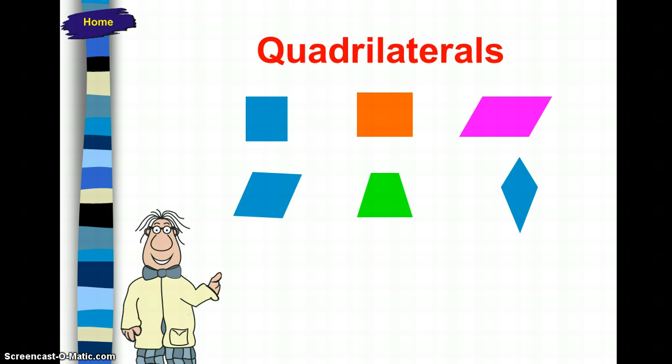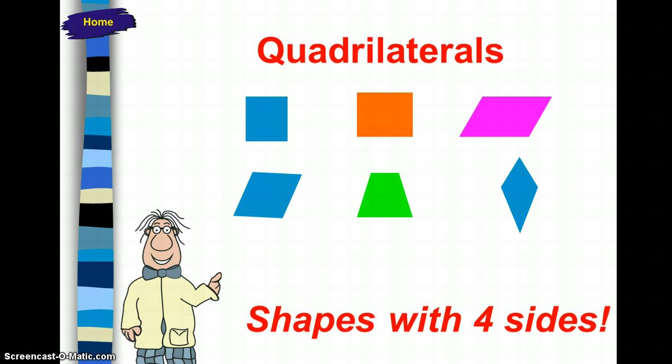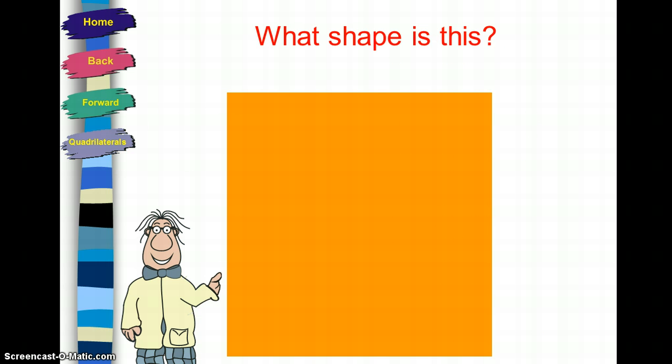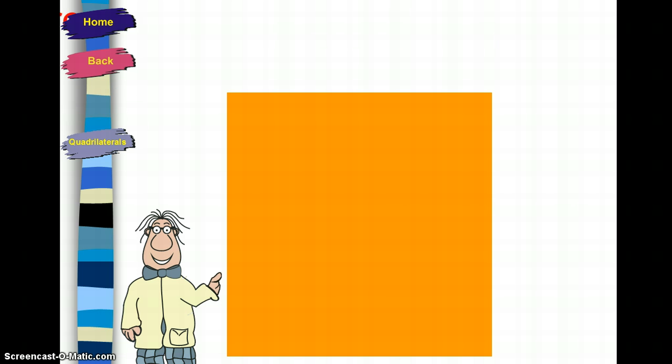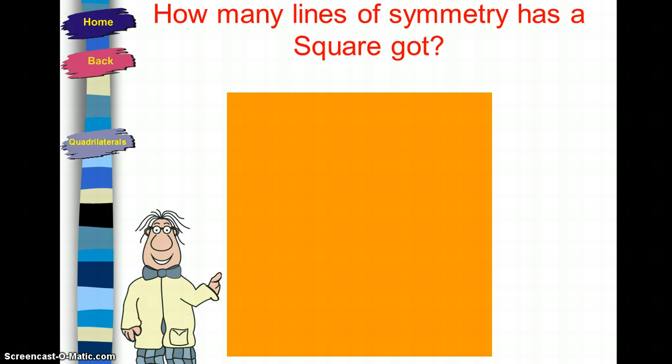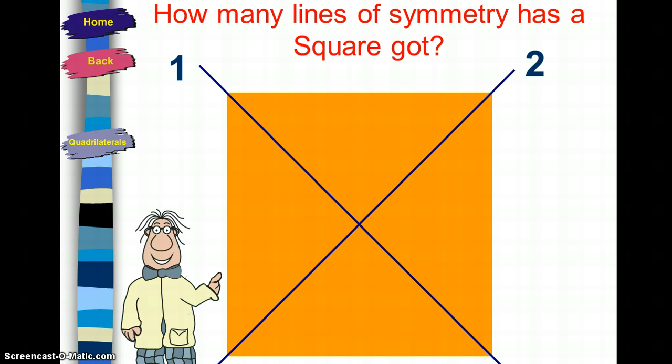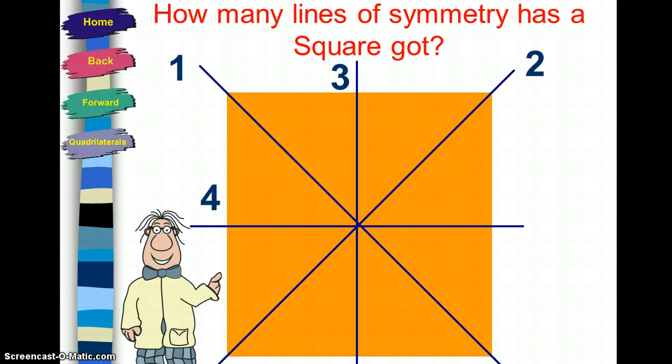Regular shapes and keywords. Here we have quadrilaterals, so they all have four sides. What shape's that? Might be distorted on the data projector. A square has four sides the same length. It has right angles. How many lines of symmetry does it have? 4. 1, 2, 3, 4.